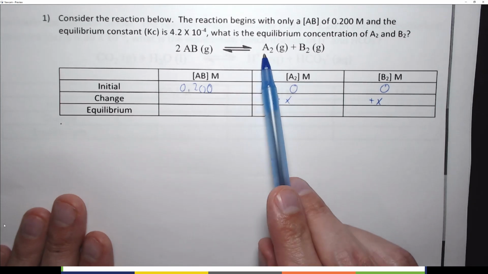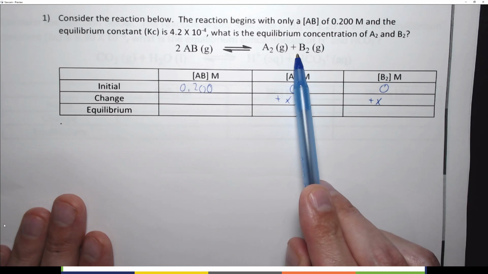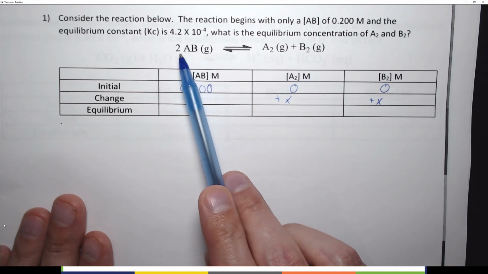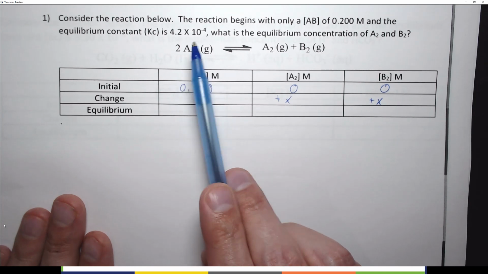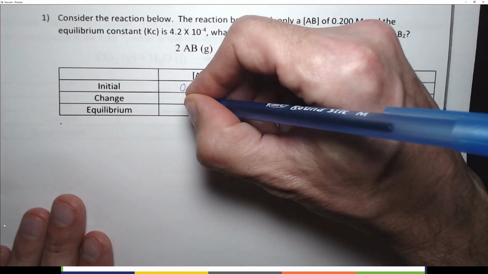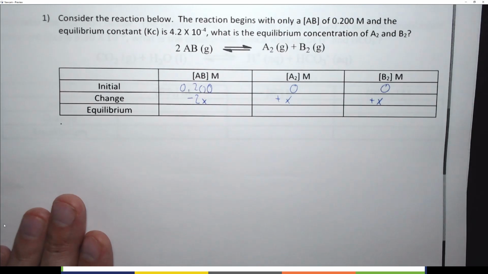Well, if I gain x of this and I gain x of this, how much of this is it going to take? Well, I'm actually going to lose 2x. Why 2x? Because there's a 2 here, and 2 of these forms one of these and one of these. So I'm going to lose 2x of this.